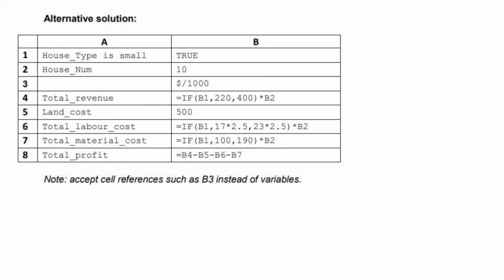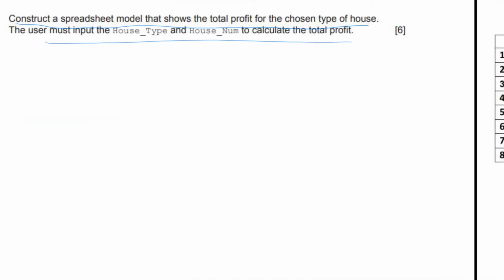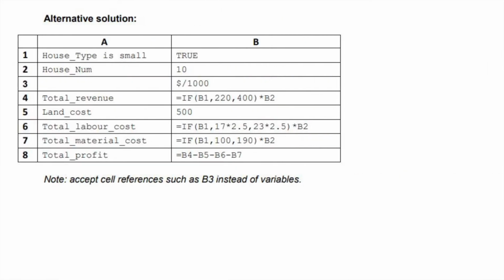Now what's important to note is that right here it said our input should be house type and house number. So that's going to be our input, these first 2 rows right here. Actually not this one, so I'm going to do a little bit of erasing. But right here, this is going to be our input. Our first input's going to be a Boolean: house type is small. If it's true, that means we have a small house. If not, we don't. And then the number of houses that are being built.